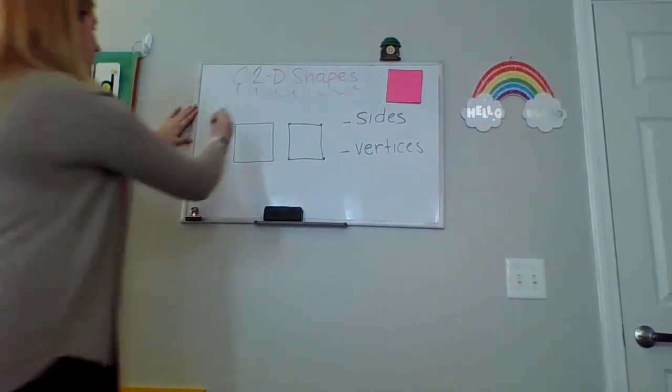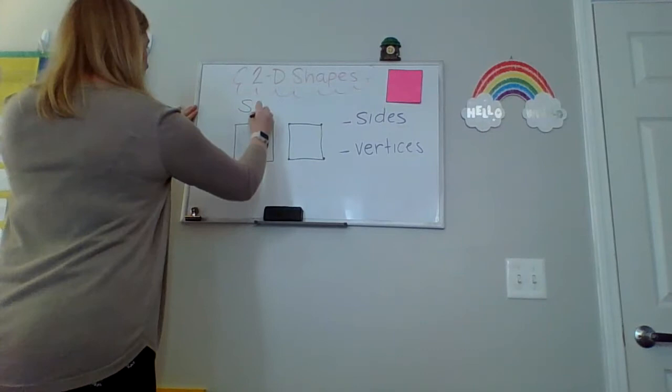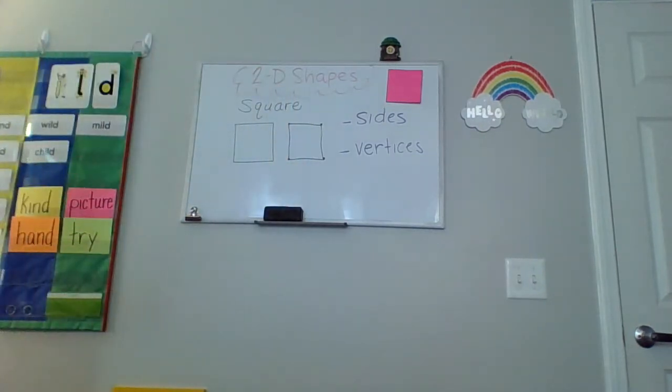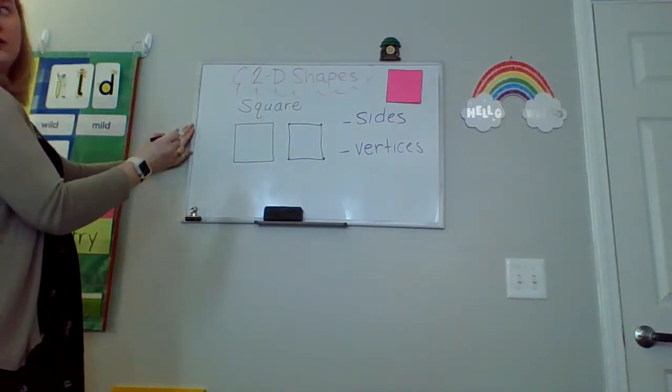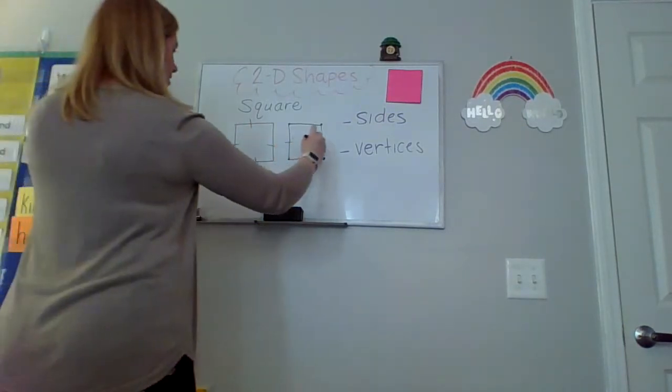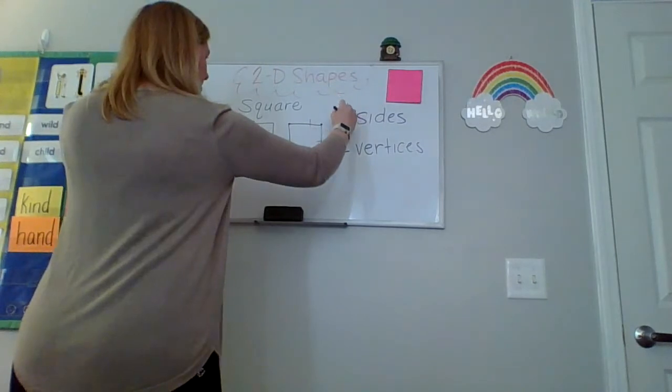Square. This shape is a square. Who could tell me how many sides this shape has? Aubrey. How many sides? It has 4. 4 sides. 1, 2, 3, 4, right? 1, 2, 3, 4. 4 sides.